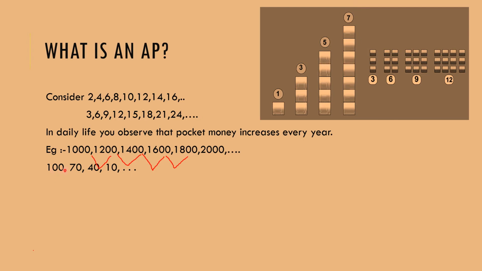Now see, the series is decreasing: 100, 70, 40, 10. So the difference is minus 30. That is 70 minus 100. We always do the next number minus the previous number. So 70 minus 100 is minus 30. 40 minus 70 is minus 30. 10 minus 40 is also minus 30. So again this is an AP series.